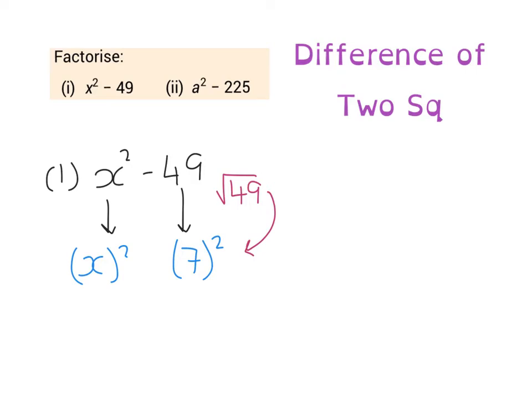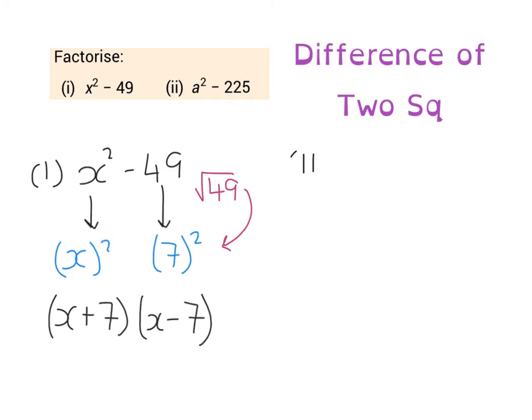And what we say is, we rewrite it in brackets x plus 7 and x minus 7. And if I was to multiply out each term in these brackets again, I will get x squared minus 49.